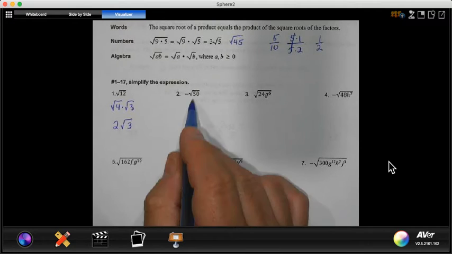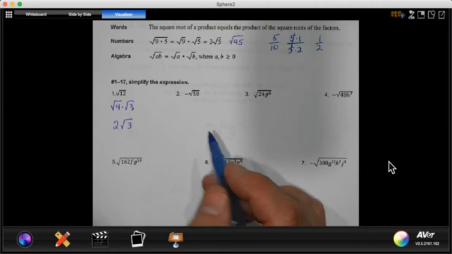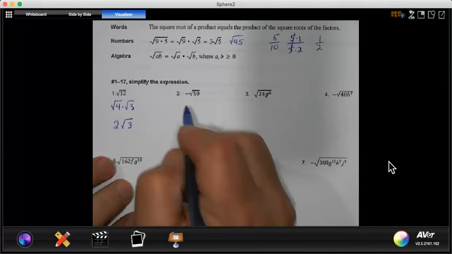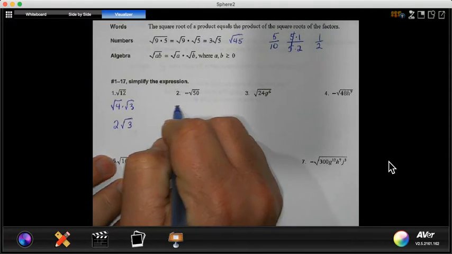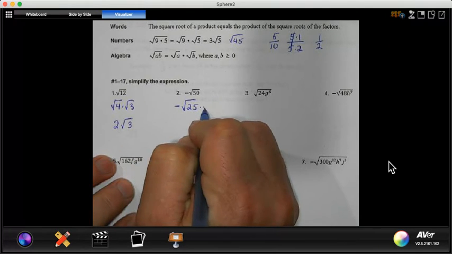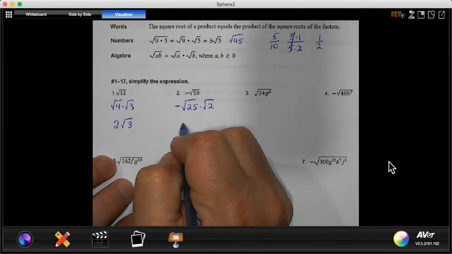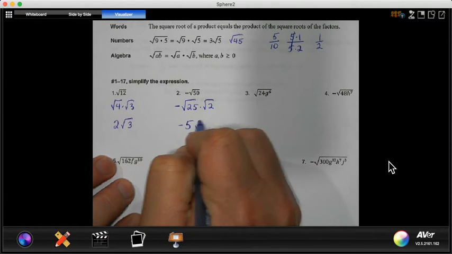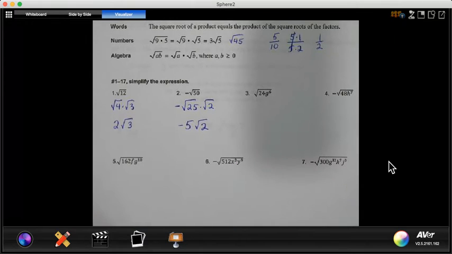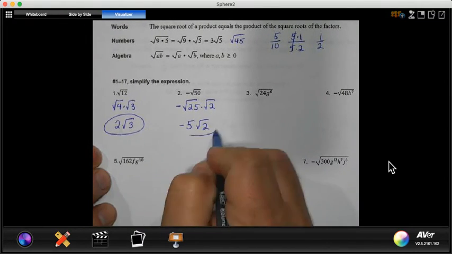So 50, I got to find a number that goes into 50. That's a perfect square, and that number is 25. So I have the negative out in front, doesn't matter, but I'm going to break apart 50 as 25 times root 2. Don't forget your roots. Okay? And root 25 is 5, so negative 5 root 2. And you're done, your final answer. I'll circle them to help visualize that.